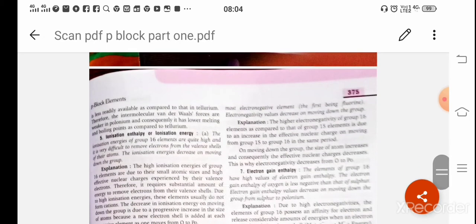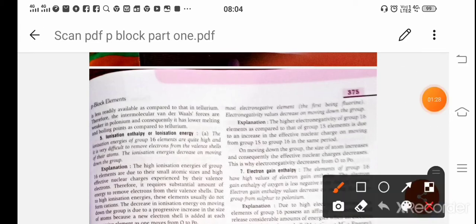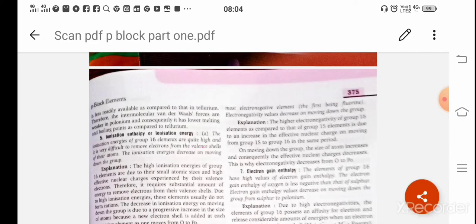The ionization enthalpy, as we know, depends upon the atomic size and nuclear charge. As we move down the group, the valence shell increases. As a result, it is easy to remove the electron from the outermost shell. In the same manner, when we move down group 16, the ionization enthalpy decreases.